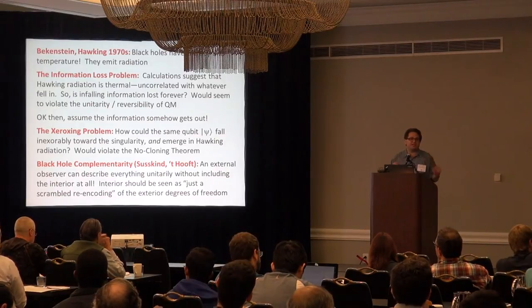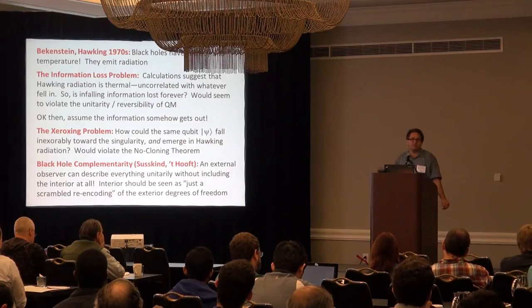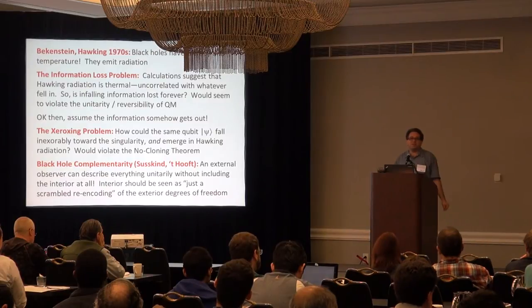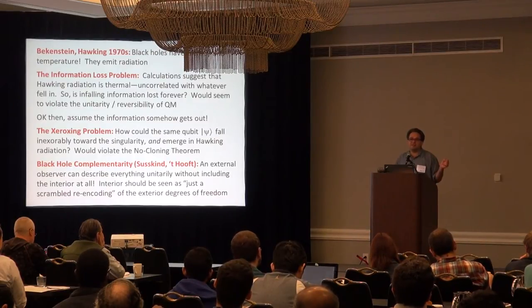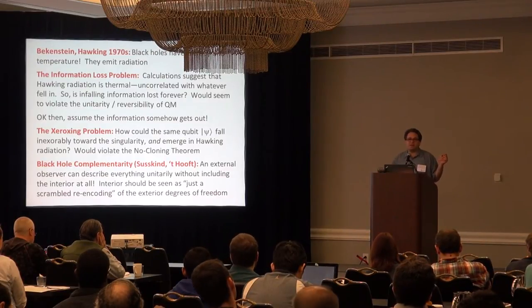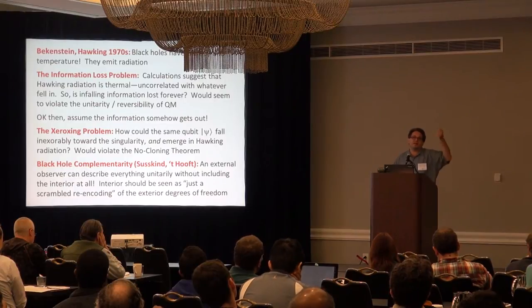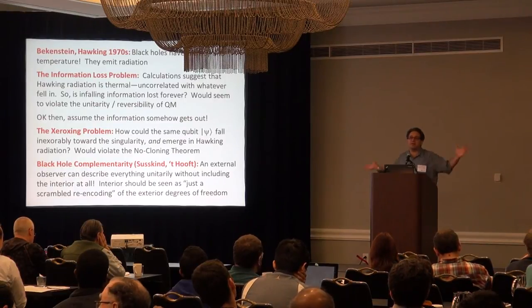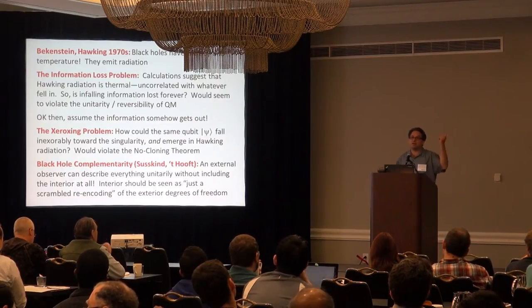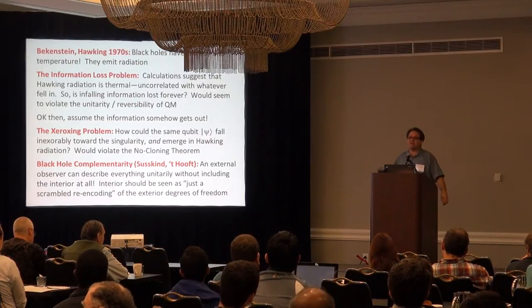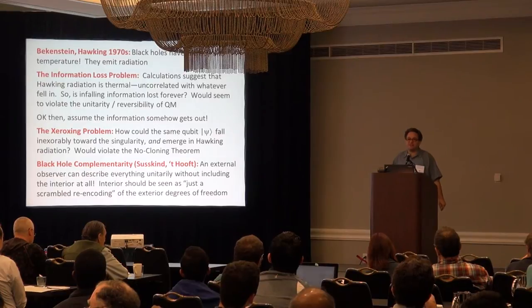It says that, in some sense, the reason there was no cloning violation here is that the qubit inside of the black hole is not a separate qubit, not different from the qubit that would be, let's say, encoded on the event horizon or that could come out of the black hole. Actually, they're literally the same qubit, just measured in different bases.